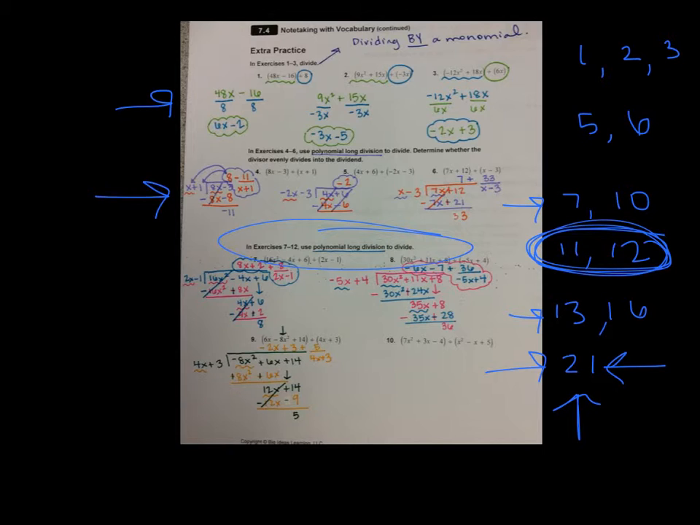Let's go ahead and look at number 11 and 12. Those are some application problems. If you look at the instructions here, it says write an expression that represents the length of the figure. On number 11, they've given me a rectangle, and they've told me my area. My area is 8x squared plus 2x minus 15. They've also given me my width, and they're asking me to find my length.